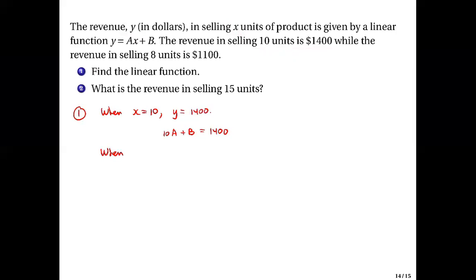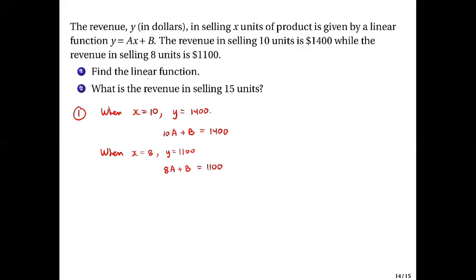And then the other information here, when X equals 8 units, revenue is 1,100. So when X equals 8, Y equals 1,100. Which means that we have 8A plus B equal to 1,100. So we have two equations here and two unknowns. The unknowns are A and B. Okay? So we solve this, and then we will be able to get the linear function Y equals AX plus B.